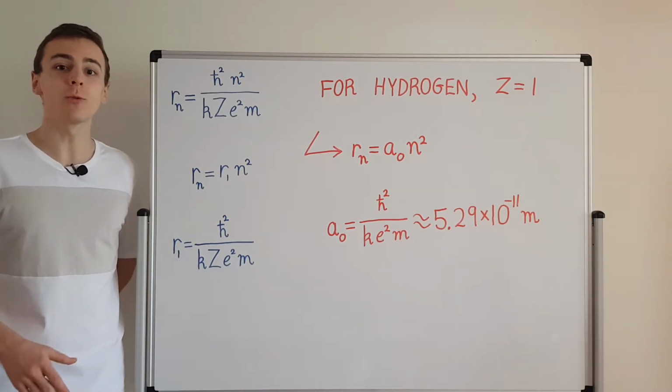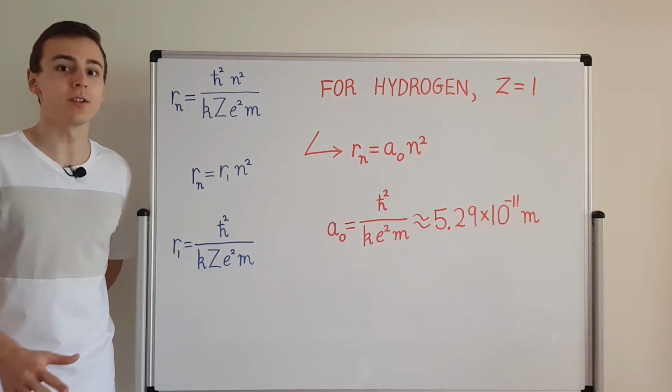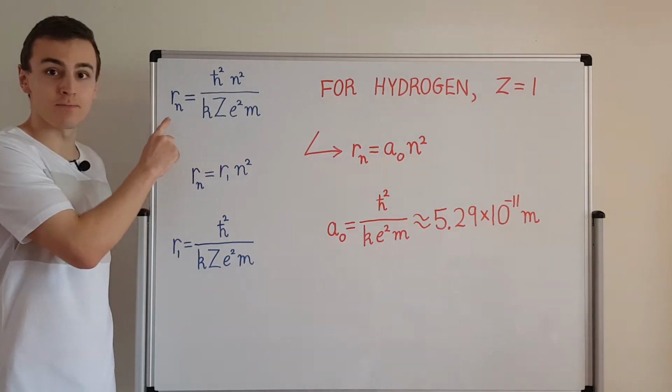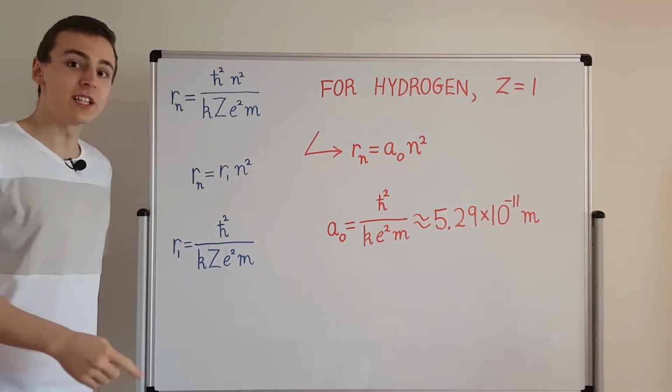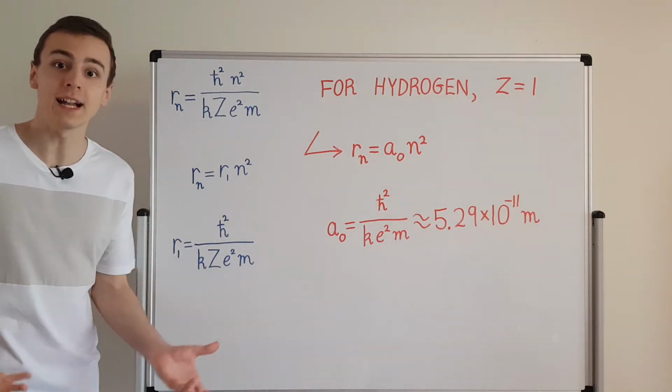In this video, I want to talk about the Bohr radius. In a previous video, we actually derived this expression for the radius. So this is the radius of a circular orbit associated with an electron in the Bohr atom.